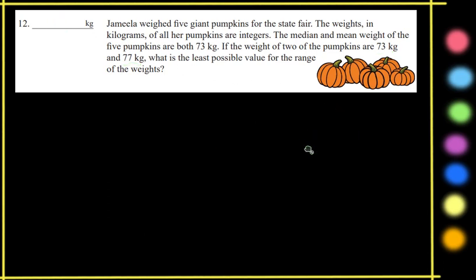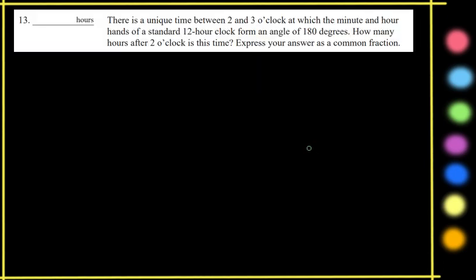All right, excellent. So let's see what we can do here. This one says there is a unique time between 2 and 3 o'clock at which the minute and the hour hand of a standard 12-hour clock form a 180-degree angle. How many hours after 2 o'clock is this time? Express your answer as a common fraction.